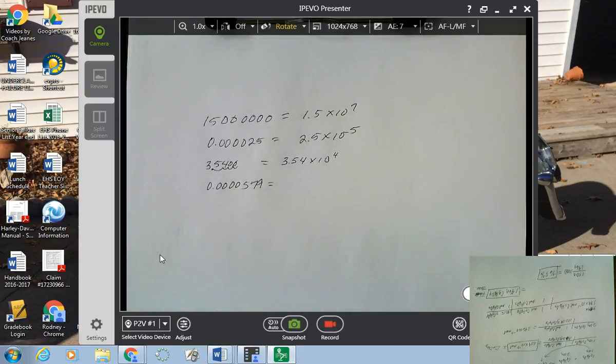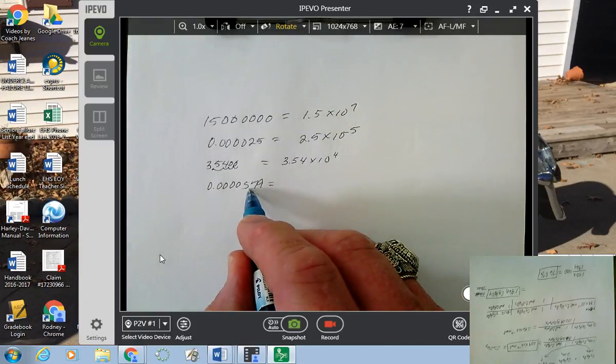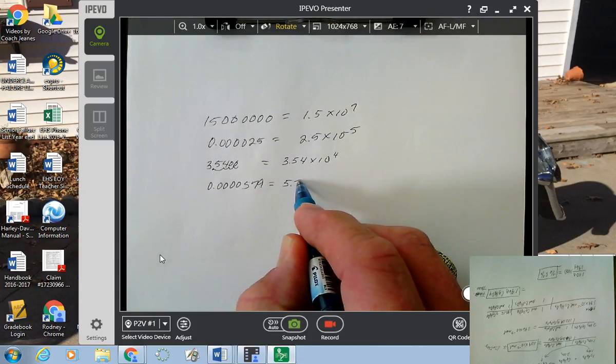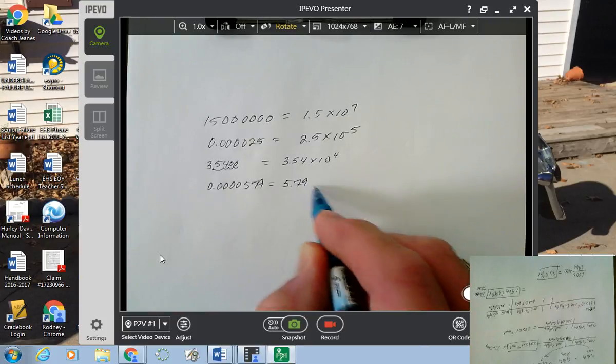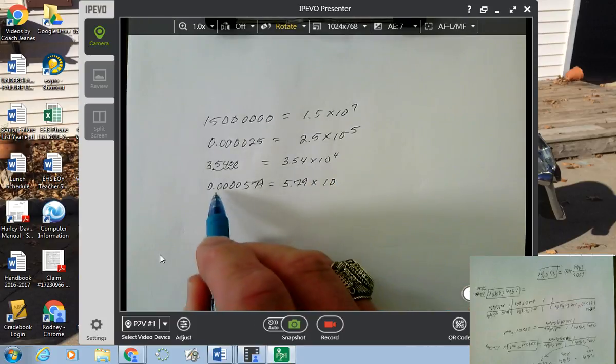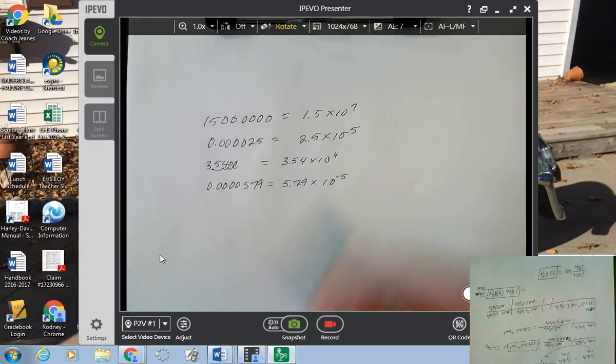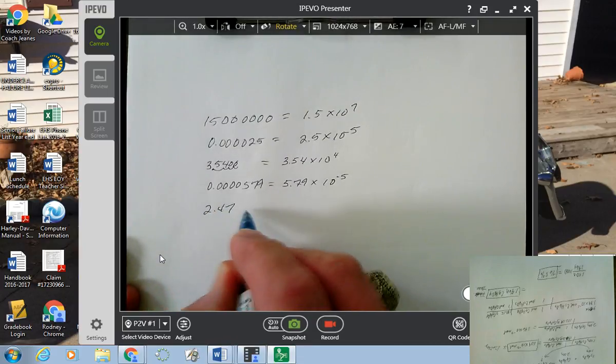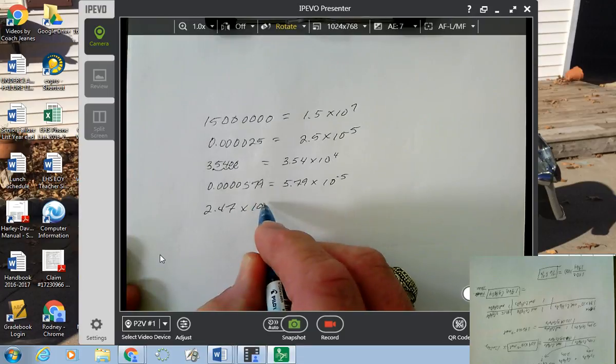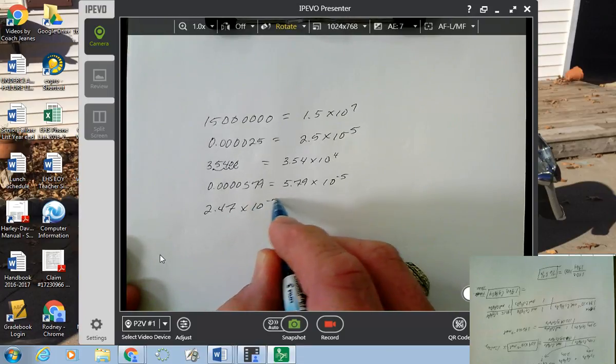Okay, on this one right here, we are going to move the decimal place so that it's between the 5 and the 7. Okay, 5 and the 7. And so we're going to have to move it over 1, 2, 3, 4, 5 places. So that's times 10 to the negative 5 would be your answer there. All right, then the other ones you're supposed to convert it over. So it's 2.47 times 10 to the negative 7th.